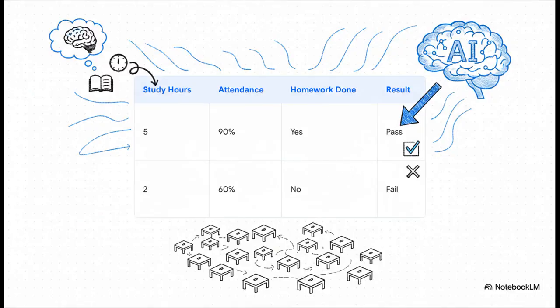All right, here's a super simple example. Let's say we want an AI to predict if a student is going to pass an exam. See this table? Each row, that's like one example. It's one student's whole story. And each column, that's just a different piece of information about them, how much they studied, their attendance, stuff like that. The AI's job is to look at thousands, maybe even millions of these rows to figure out the hidden patterns that connect, say, study habits to a passing grade.